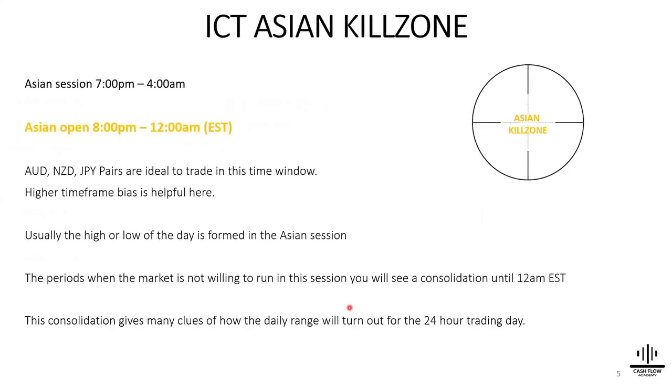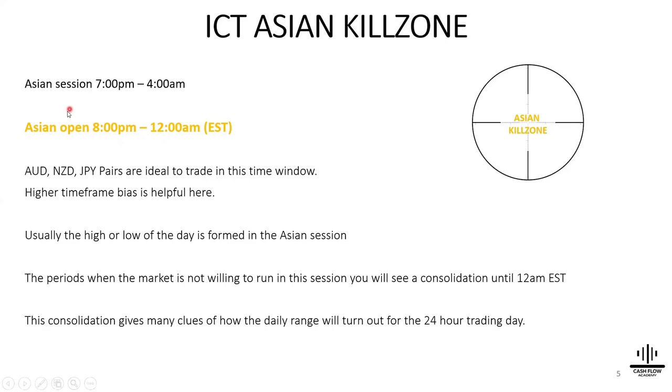So we have the ICT Asian Killzone. Like I said before, I want you to set your chart in your TradingView, your trading platform, to the New York time. If you go to settings, you see it there. So now we can see here that the Asian session is 7 p.m. to 4 a.m. That is the New York time. The Asian Open, that is the Asian Kill Zone, is 8 p.m. to 12 a.m. That is the New York time.